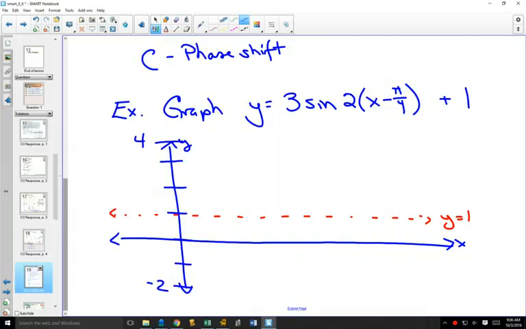The B, DAB, the B is our period. We figure out our period by our B value. Our period is always 2 pi divided by our B value because it's a horizontal compression. So our period now is pi. And if we divide that into 4 equal sections, half of pi is pi over 2, then pi over 4, then 3 pi over 4.